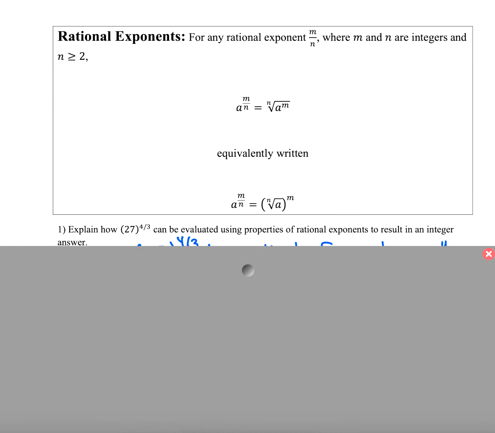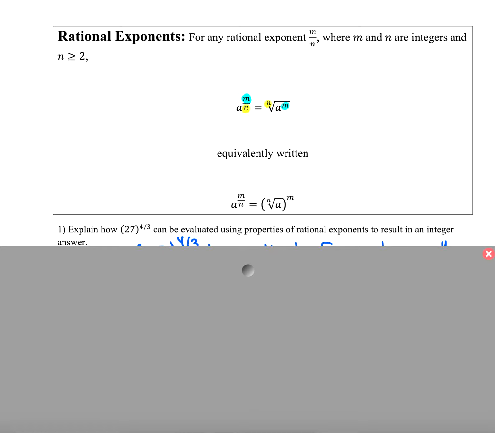When we have rational exponents, for any rational exponent m over n, where m and n are integers and n has to be greater than or equal to 2, then a to the m over n is equivalent to, notice that n, the denominator, is now, if we want to simplify into radical form, the index, or the number on the radical. And the numerator, nothing new with the numerator, that's what we have been doing since elementary school or middle school. That numerator is just what we raise our base to the power of.